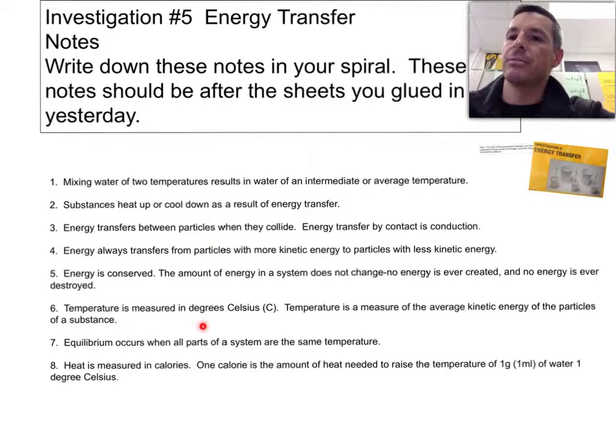Number 6, temperature is measured in degrees Celsius. Temperature is the measure of the average kinetic energy of particles of a substance. Number 7, equilibrium, big word. Equilibrium occurs when all parts of a system have the same temperature.